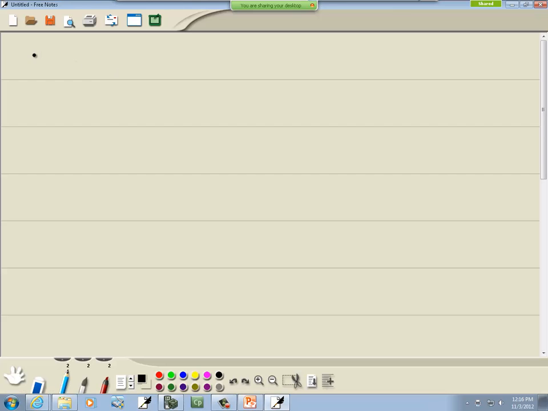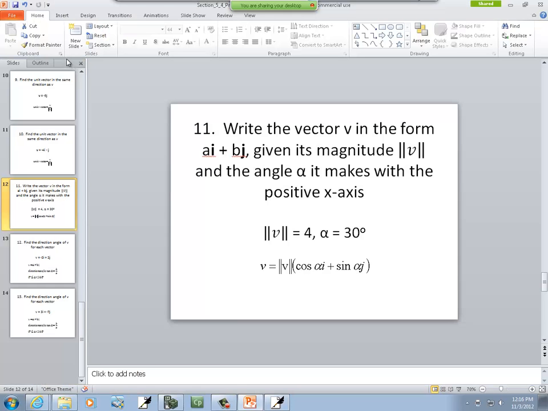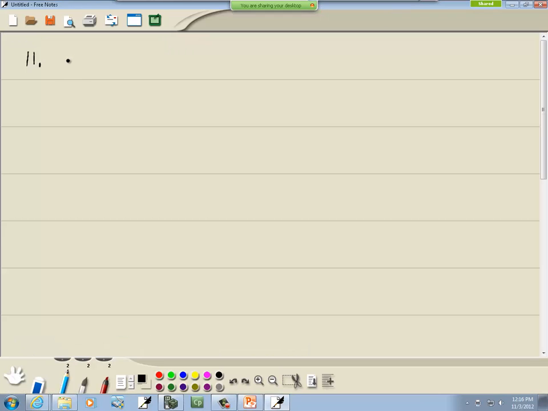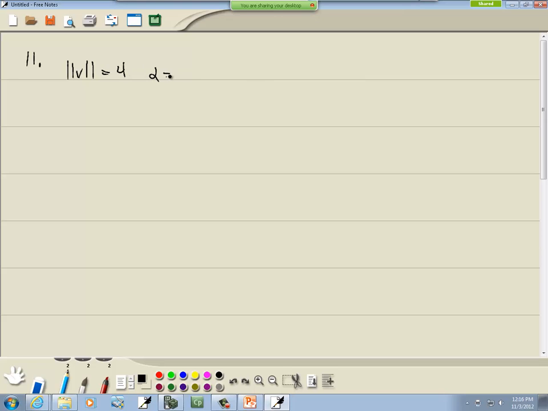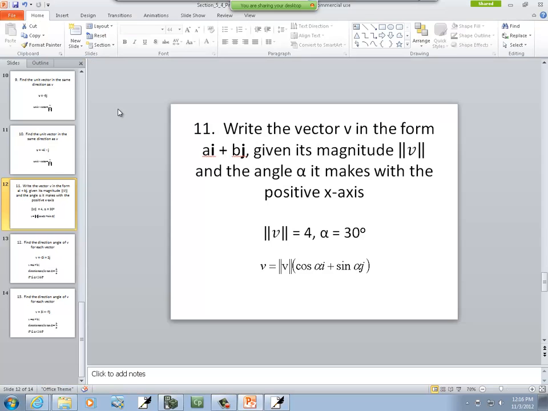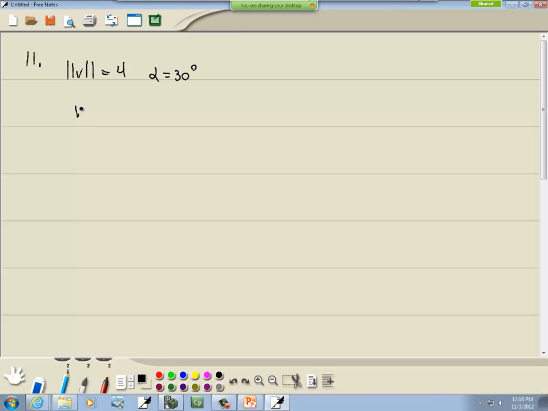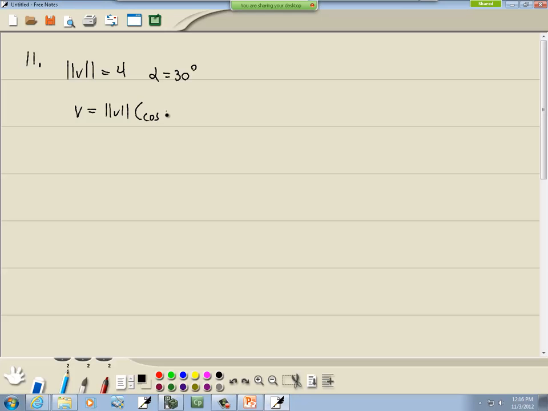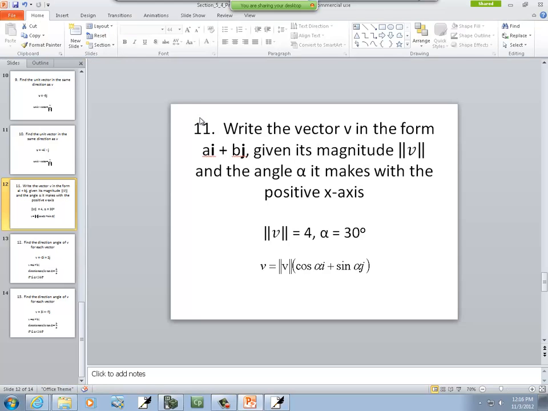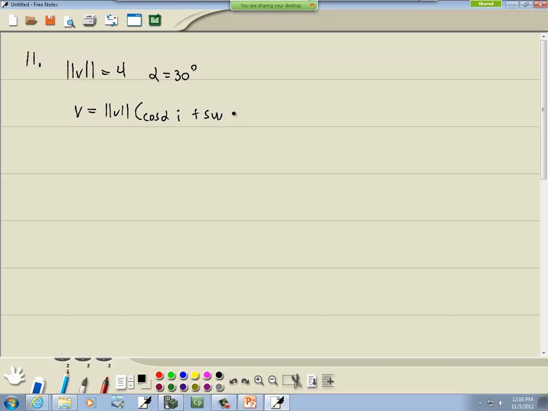Now this one says write the vector v in the form ai plus bj given its magnitude and the angle alpha it makes with the positive x-axis. So they tell us the magnitude is 4. Alpha is equal to 30 degrees. And our vector v is equal to the magnitude of v times cosine alpha i plus sine alpha j.